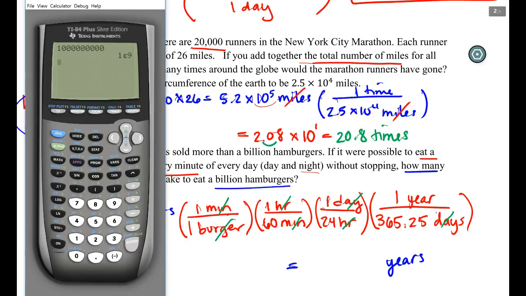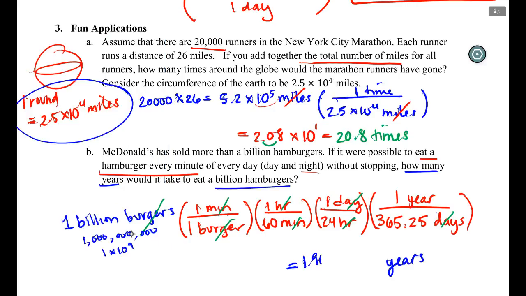Multiply by 1. Then I'm going to divide by 60. Divide by 24. Divide by 365.25. And I end up with 1.90 times 10 to the third. And since I want to know how many years it would really take me, I'm going to go ahead and convert that back. We have 1,900 years of eating hamburgers nonstop to get those billion hamburgers done.